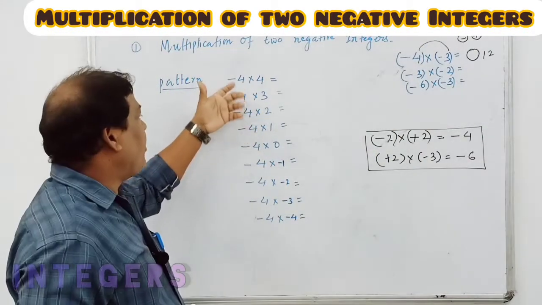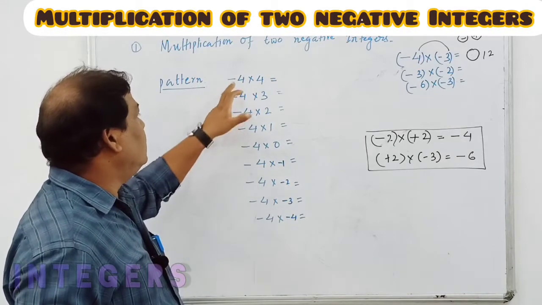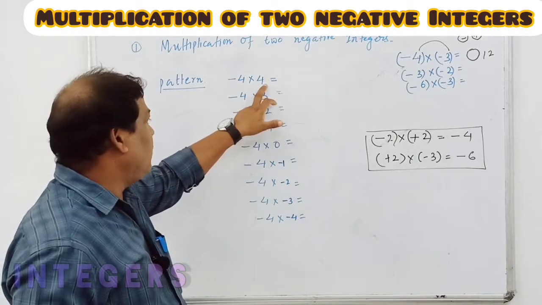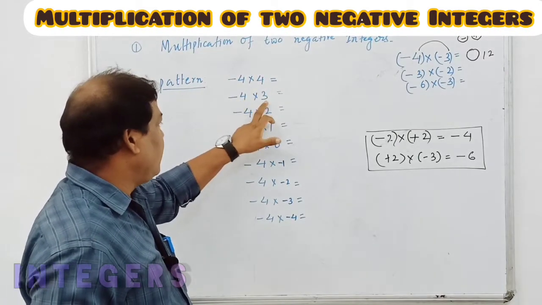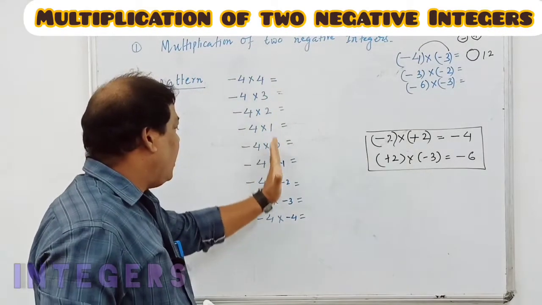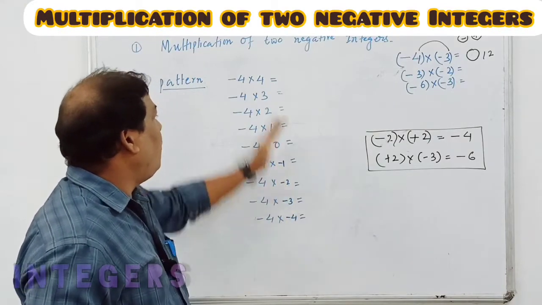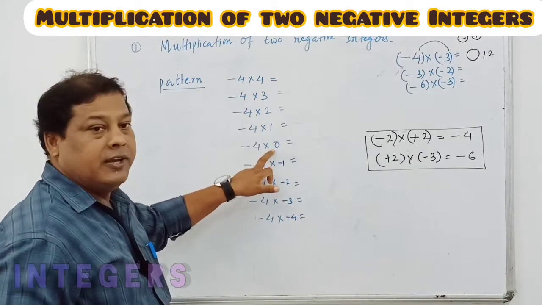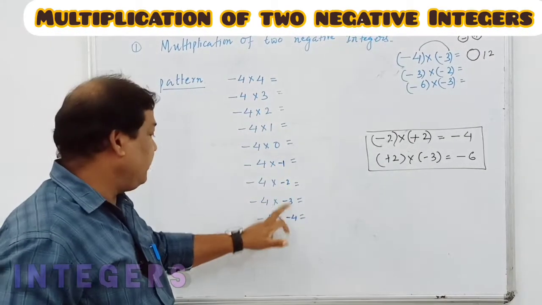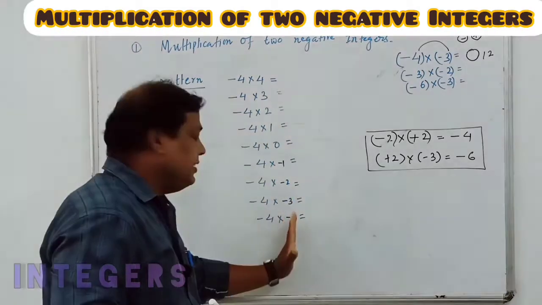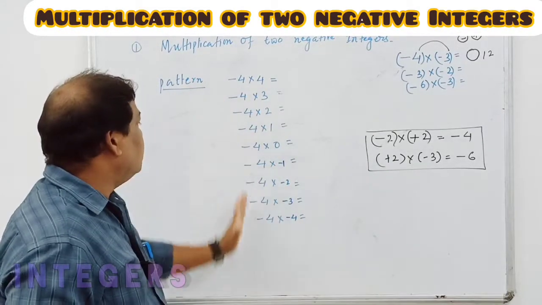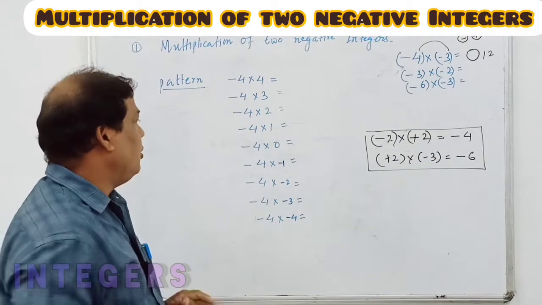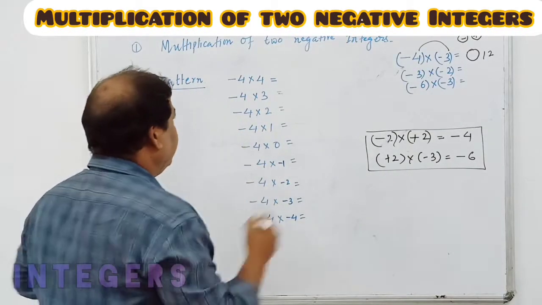I have written one pattern here: minus 4 multiplied with 4, minus 4 multiplied with 3. I have written these numbers in descending order: 4, 3, 2, 1, 0, then minus 1, minus 2, minus 3, then minus 4. Here the other number is the same, minus 4, every time. Now we will see this pattern.